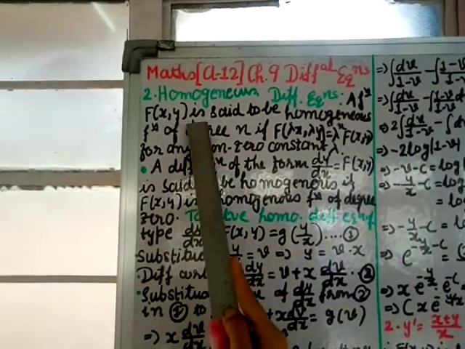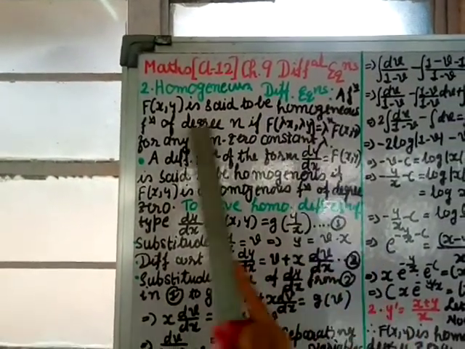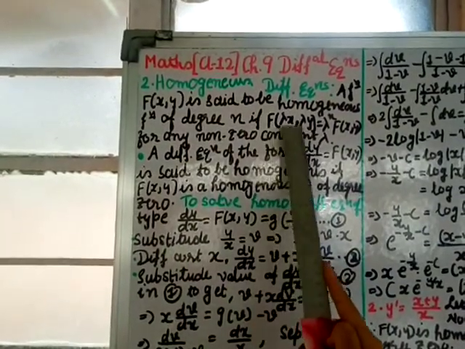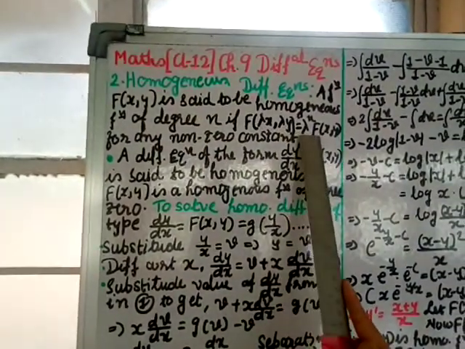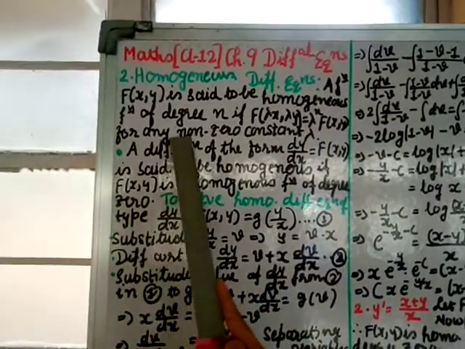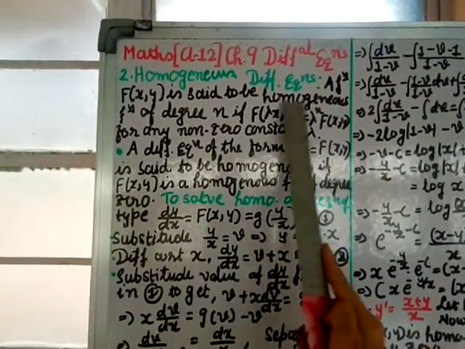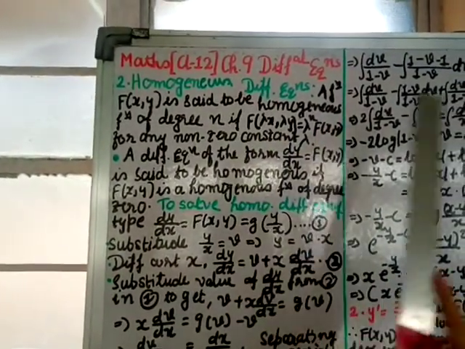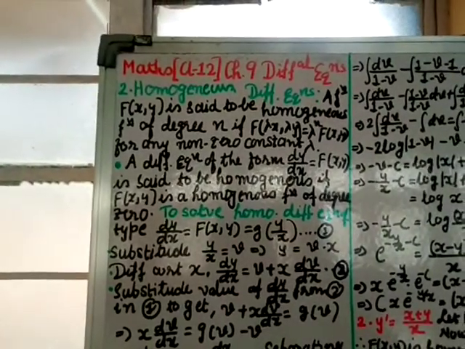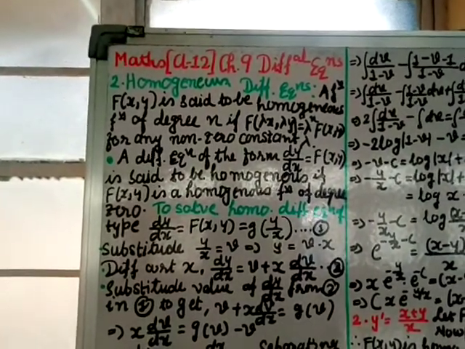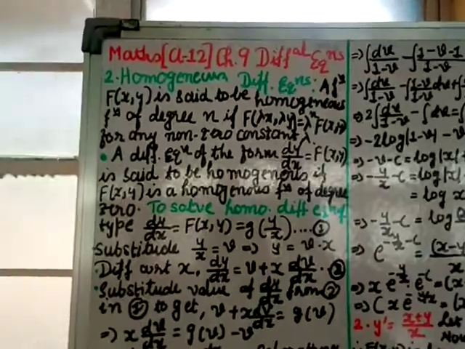A function f of x, y is said to be a homogeneous function of degree n if f of lambda x, lambda y is equal to lambda power n f of x, y for any non-zero constant lambda. So if you have got a function of this kind, then we call it a homogeneous function. That means in the function each individual term has the same power.